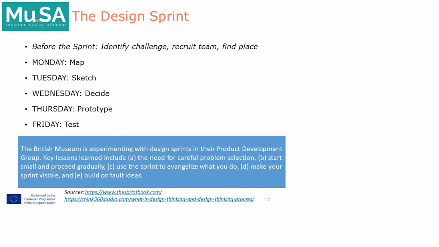Wednesday is the day of selection. Following a particular procedure, you and your team will select among the best ideas the one that will be transformed into a storyboard, which is a plan for your prototype.